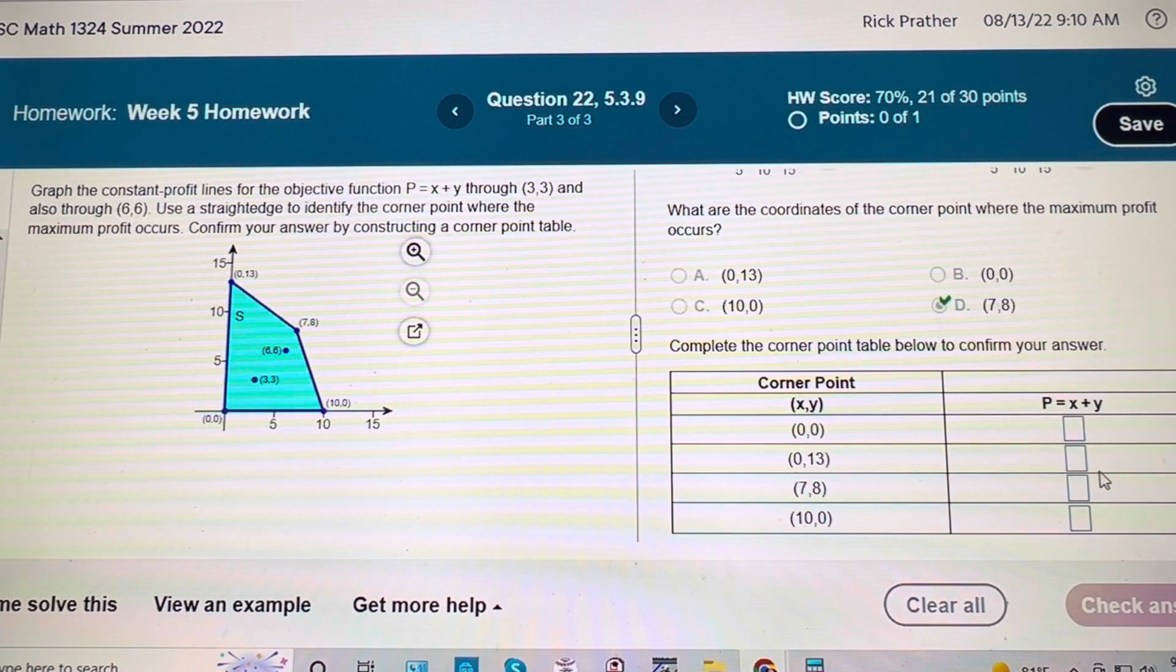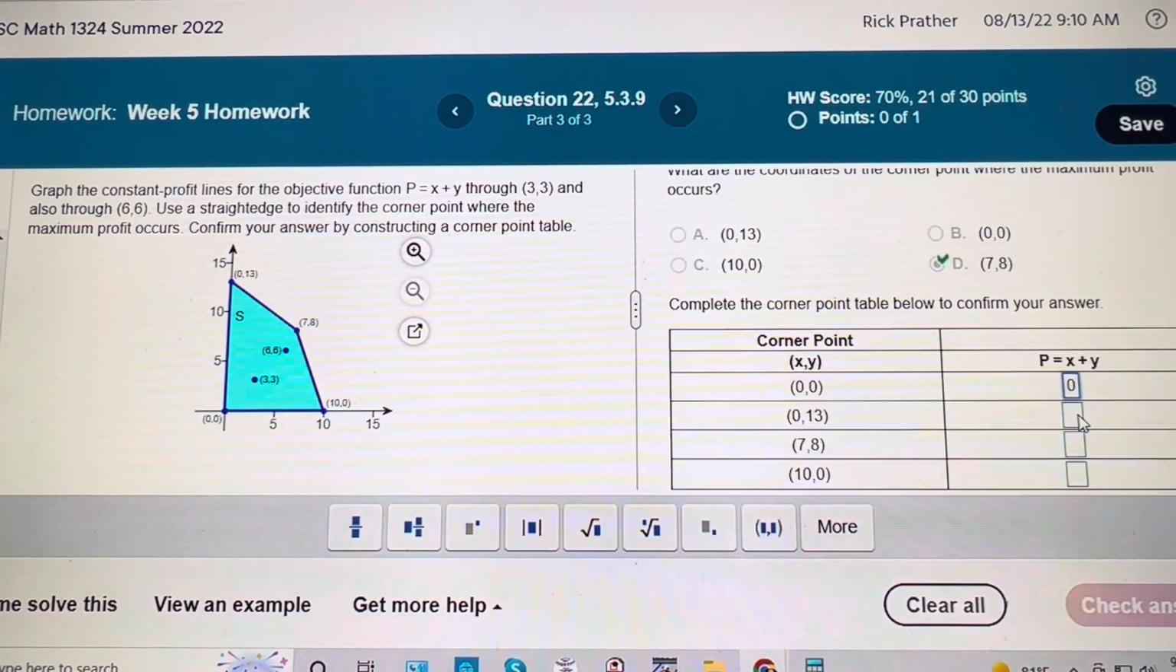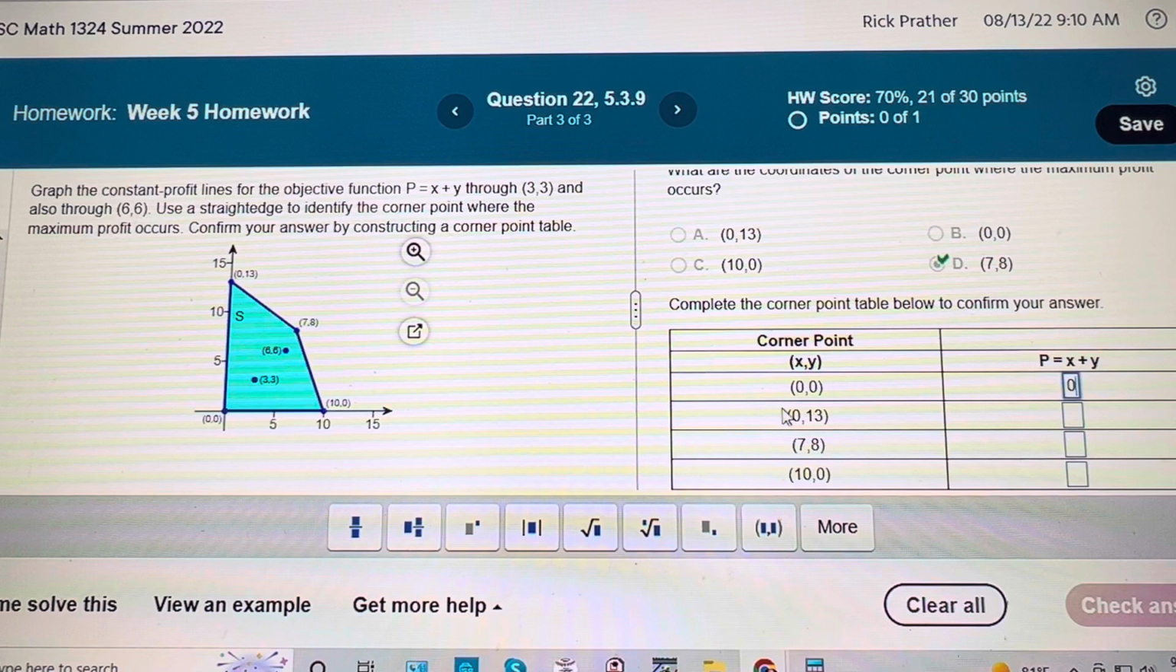And now here's the table method to prove it. So this will confirm your answer. You can do both if you want, but normally you do one method or the other. So 0, 0, that's definitely going to have a 0 answer, and that's definitely the minimum. And then all I'm doing is plugging them into x plus y. So 0 plus 0 is 0. 0 plus 13 is 13. 7 plus 8 is 15. And 10 plus 0 is 10.